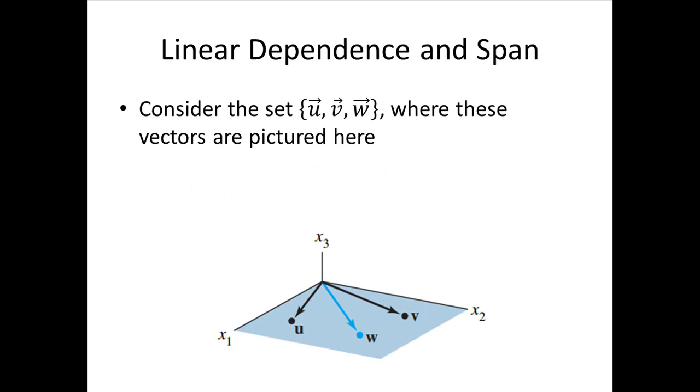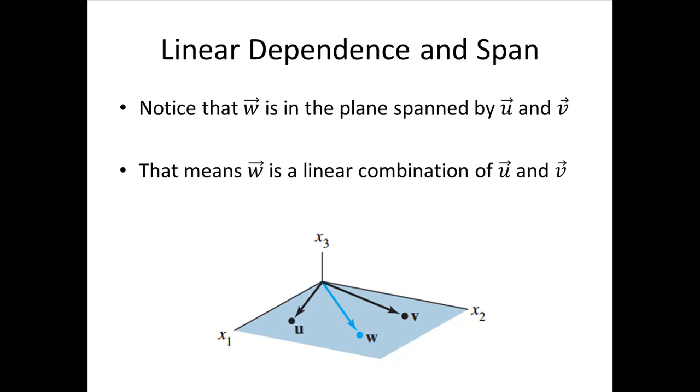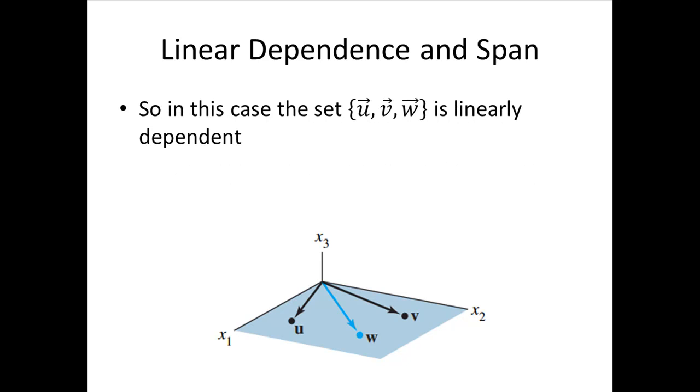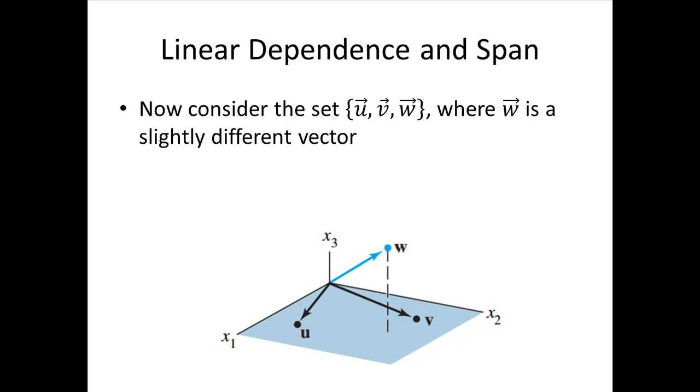So let's look at an example with 3 vectors just to understand what this says. Let's look at the set u, v, and w, where we've got these 3 vectors pictured here. Notice that the vector w, which is colored in blue here, is in the plane spanned by u and v. Another way to say that is that w is a linear combination of u and v. So in this case, the set u, v, and w is linearly dependent. Think about what that characterization theorem said. It said if one of the vectors in the set is a linear combination of the others, then the set is linearly dependent.